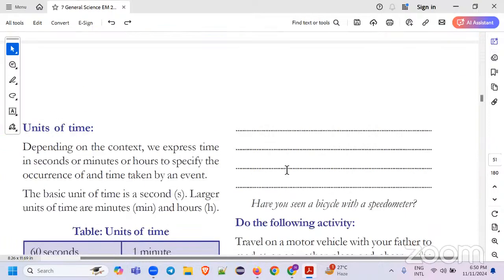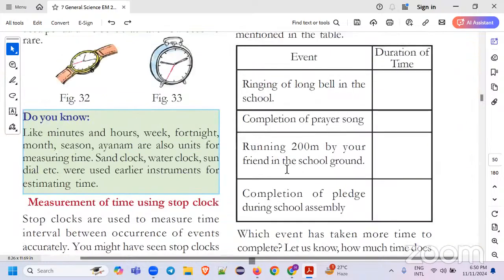So how to measure? If you want to compare, you should have a standard unit that is universally understood.